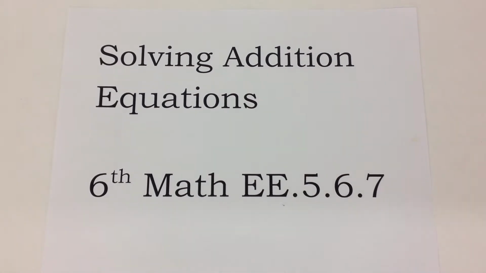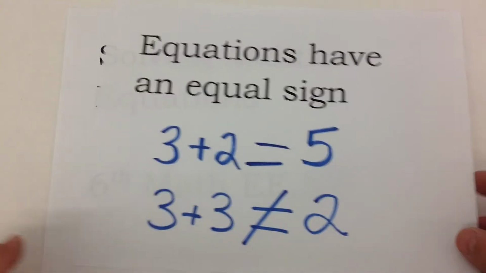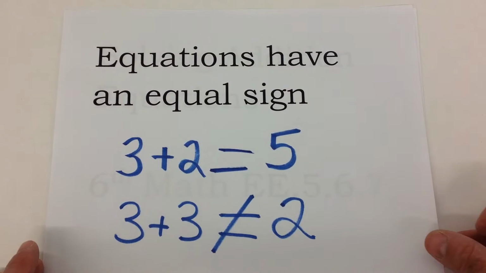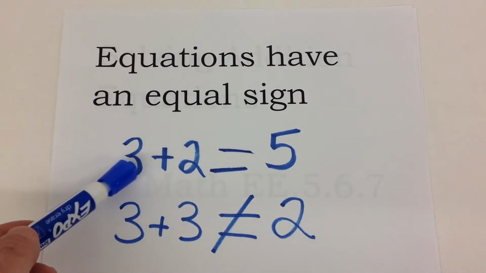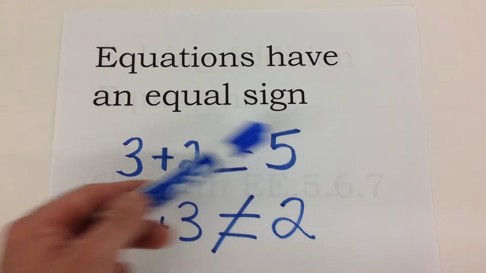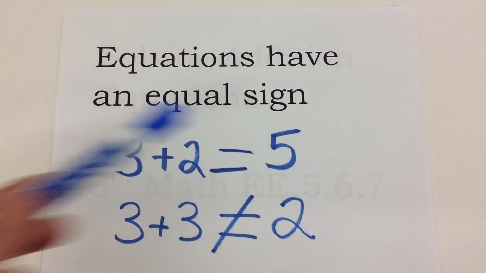Okay, here's our video on solving addition equations. And remember, equations have equal signs. And they're basically just equal expressions. So if you look at here, we have 3 plus 2, that's an expression, and 5 is an expression, and 3 plus 2 does equal 5.